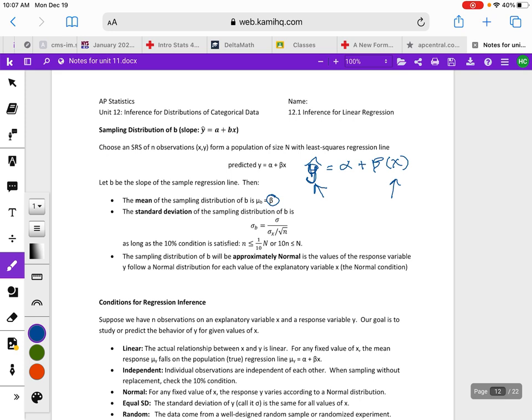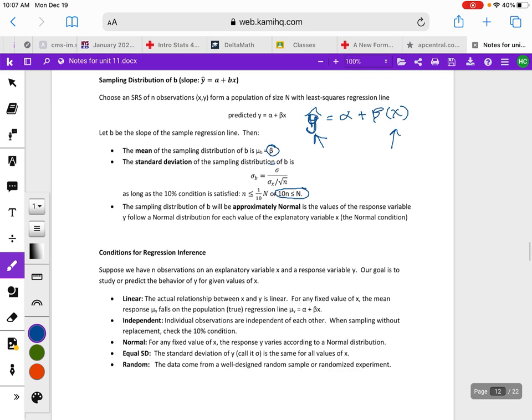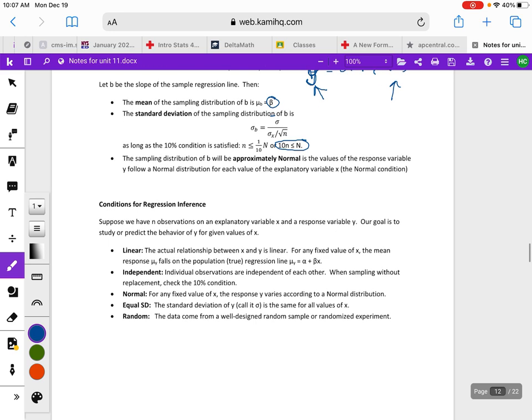The standard deviation is going to be this formula right here. You've still got your 10% condition, so that's 10 times your sample has to be less than or equal to the population. We've already been doing that. And then approximately normal, we're going to be looking at a normal probability plot for this, and I'm going to explain that because we haven't looked at a ton of those this year, and you're never asked to construct them, you just need to know what to look for.